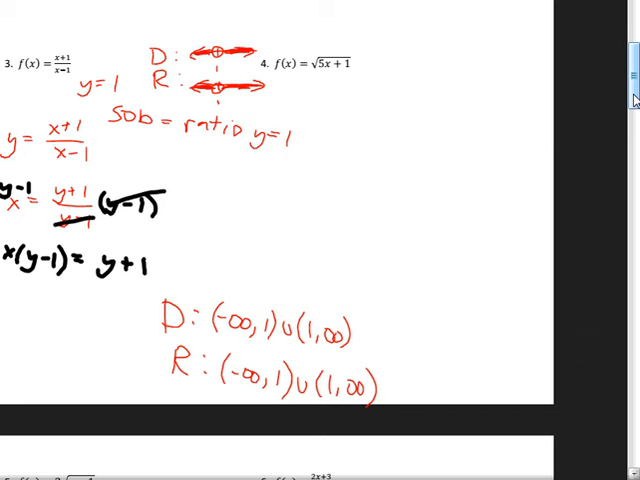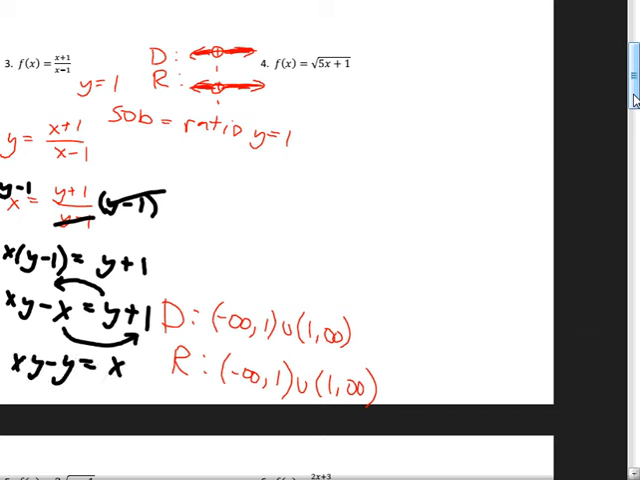Is it solved for y yet? No. You got to get the y's together on the same side first. So this is xy minus x equals y plus 1. Y's still are not on the same side. I'm going to do a tricky double step here. I'm going to get this y over to that side. Xy minus y equals x plus 1. Now the y's are both on the same side.